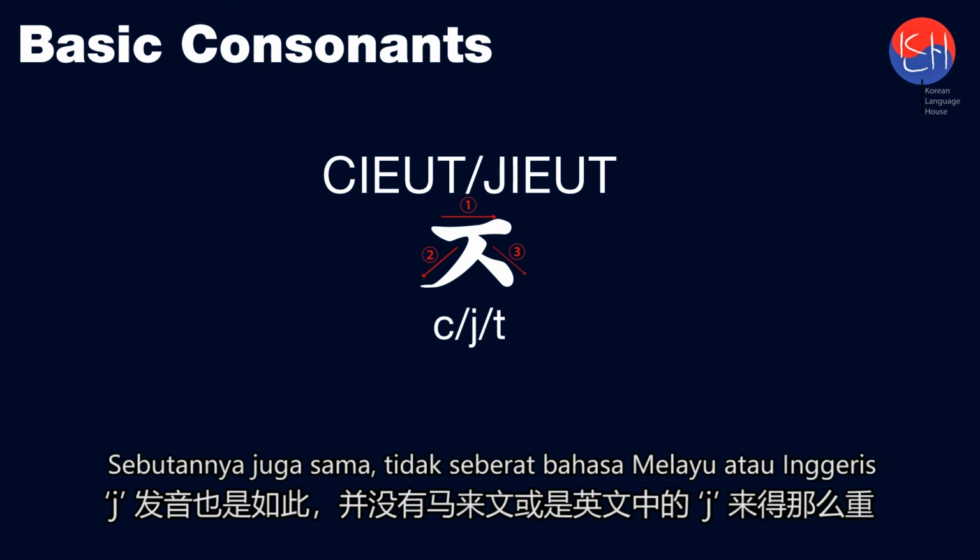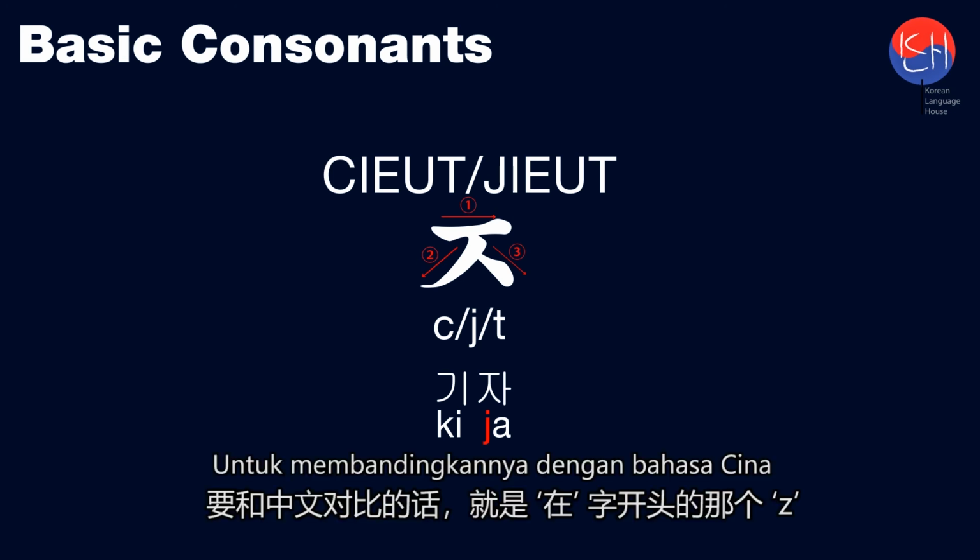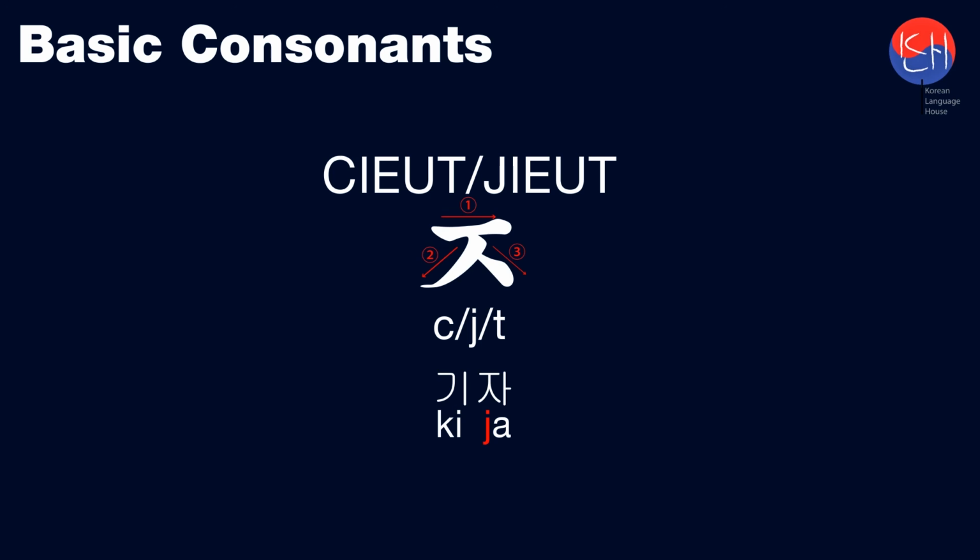Now the J sound is not as heavy as the one in BM or in English. For example, 기자, 기자. For Mandarin speakers, that's the Z sound, the Z in 在. 기자.